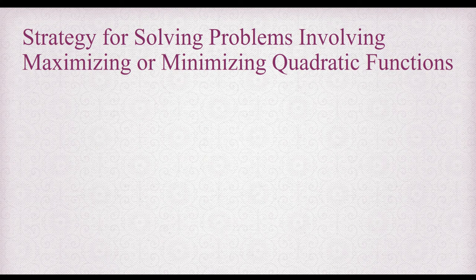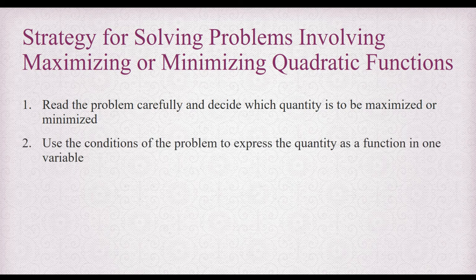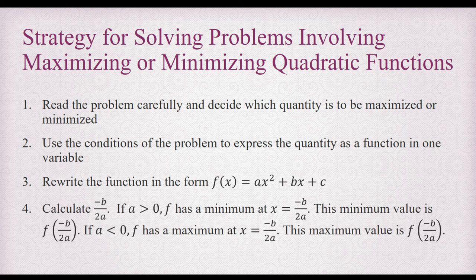All right, so let's talk about a strategy now for solving problems involving maximum or minimum quadratic functions. So we're going to read the problem carefully to determine which quantity is being maximized or minimized. We're going to use the conditions of the problems to express the quantity as a function in one variable. We'll rewrite our function into our standard form, f of x equals ax squared plus bx plus c. And then we'll start calculating.